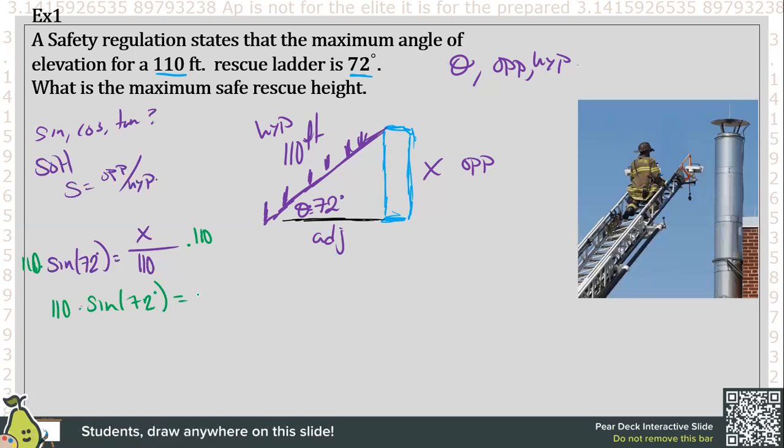This should give me about 104.62 feet for my solution. So that is the highest I can go. Okay.